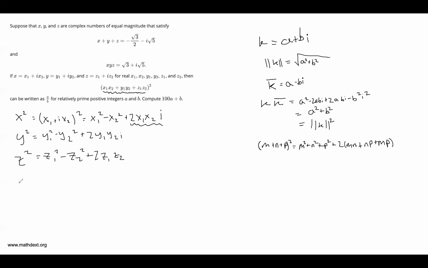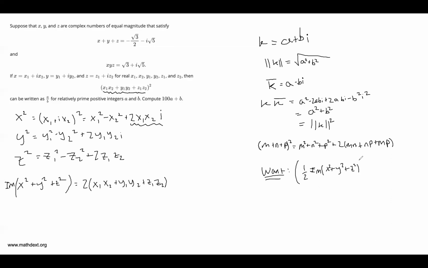Right, now what we're going to do is take x squared plus y squared plus z squared, but we're just going to take its imaginary part. So I'm going to write Im of this thing, which is basically the imaginary part of this sum, and we're actually going to get 2 times (x1x2 plus y1y2 plus z1z2). And we want the thing in these parentheses squared, right? So I'm going to write over here what we want, which is that (x1x2 plus y1y2 plus z1z2) squared is half of the imaginary part of x squared plus y squared plus z squared, all of that squared.